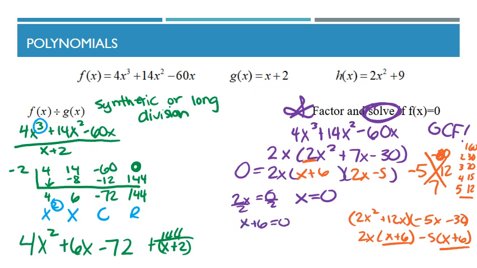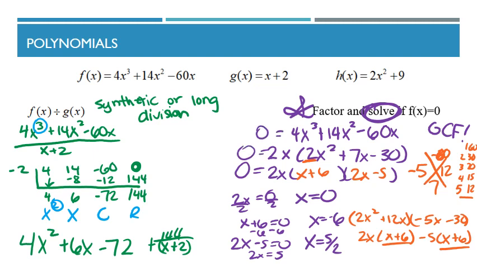x plus 6 equals 0. Subtract 6. I get x equals negative 6. And 2x minus 5 equals 0, 2x equals 5, x equals 5 halves. Okay, all of these, when you factor and solve, you can plug back into the equation and see if it does give you a 0. So you can always check and make sure you're right.